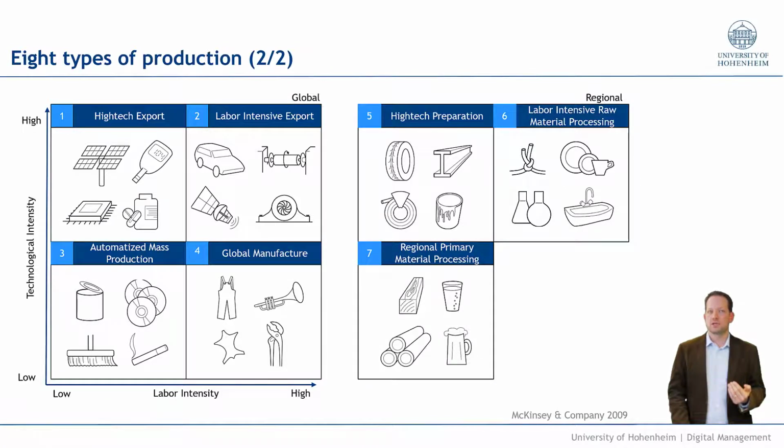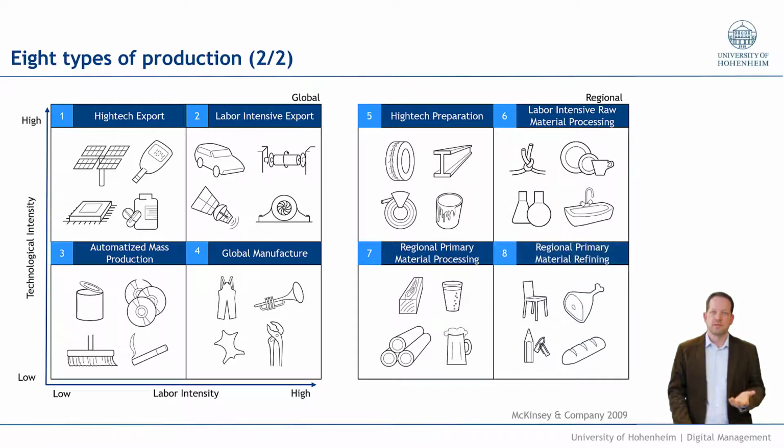Low technology intensity, low labor intensity in the regional market, something like wood, beverages, steel tubes, and then finally the eighth type, the regional primary material refining. As the name already says, it's regional, it's low technology intensity, high labor intensity. So we see something like furniture, staples, or products from the butchery or the bakery.